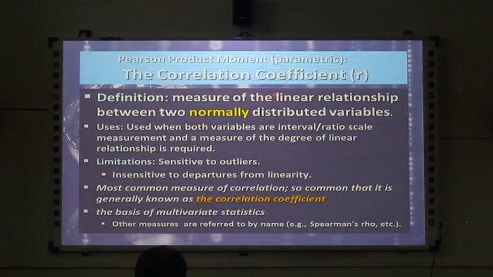This is the Pearson product moment correlation, and it's always signified by the letter R. Sometimes you see R squared used, but R. This measures the linear relationship between 2 normally distributed variables. It is the benchmark correlation coefficient. If you can use it, use it. Most common. In fact, most people call it the correlation coefficient. And it is the basis of most multivariate statistics.